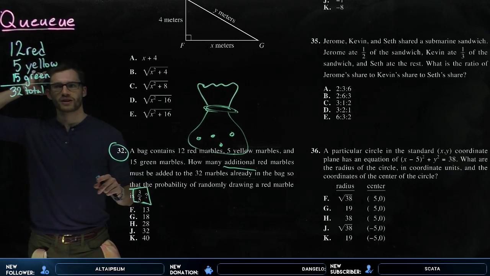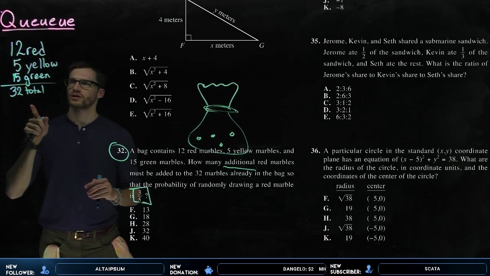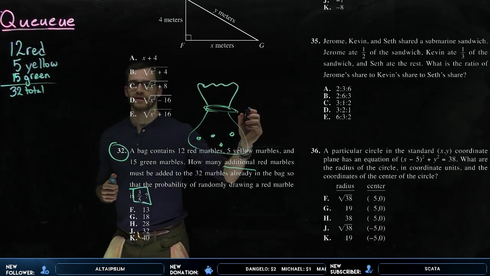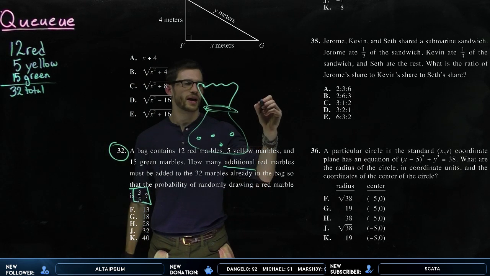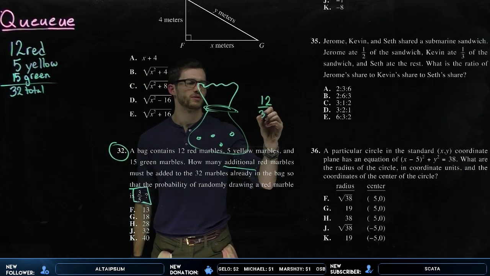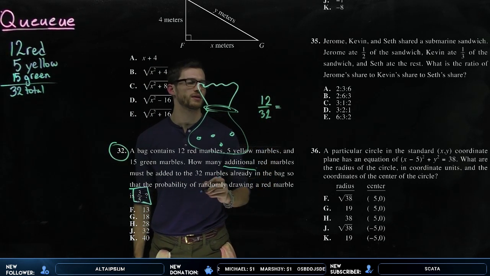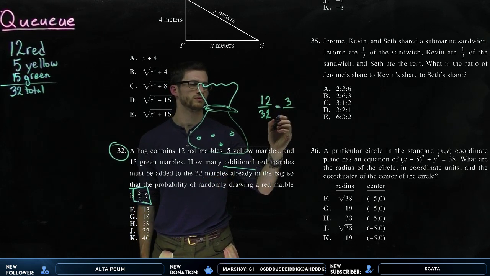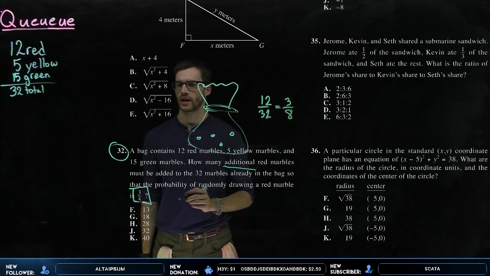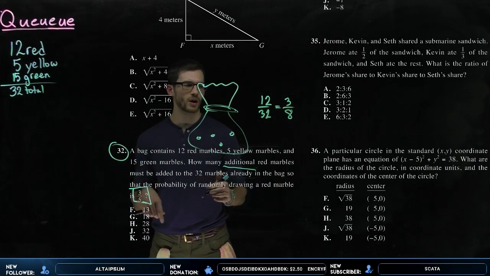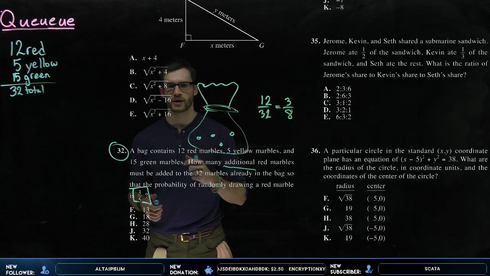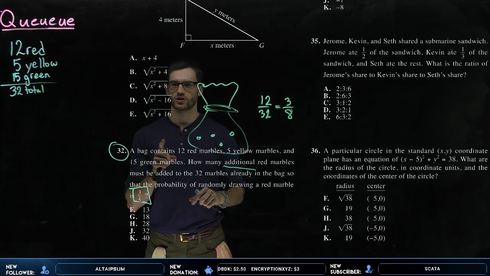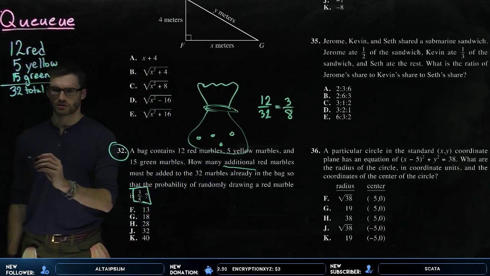Okay, so 3/5 probability, but we have 32 total. So let's just see right out of the bag. We have 12 out of 32, which if we simplify it is 3/8. But we want to get to 3/5. So obviously we need more to get from 3/8 to 3/5. How much? That's going to be an issue.